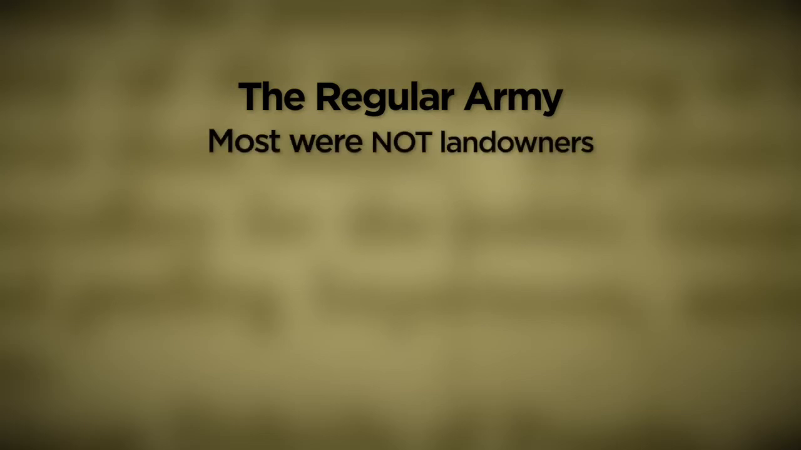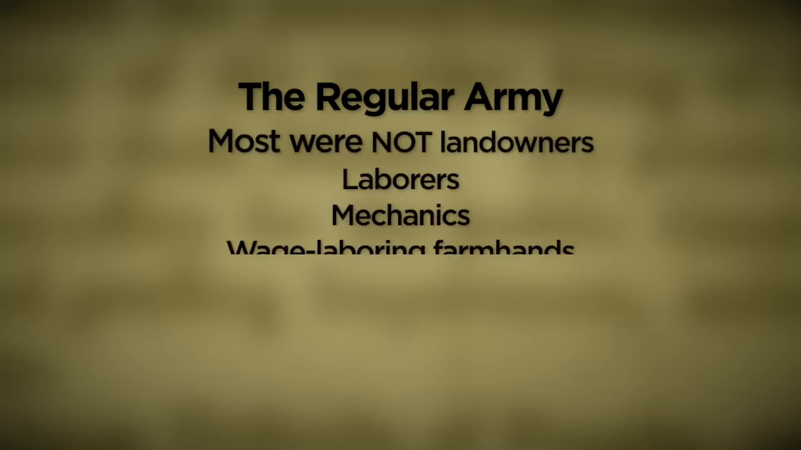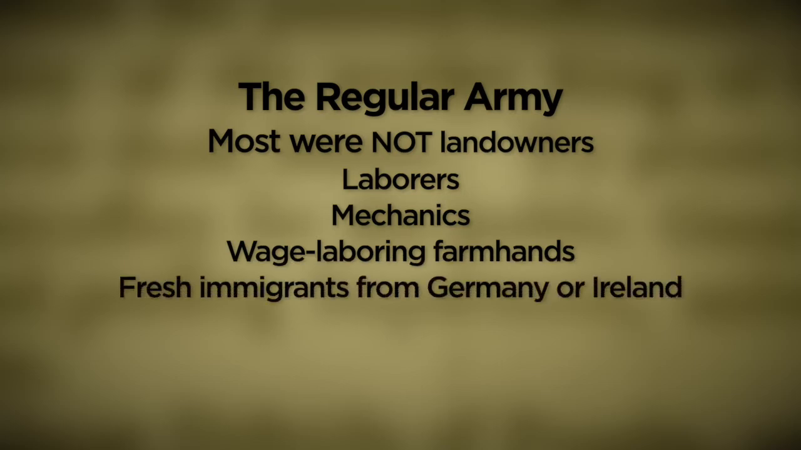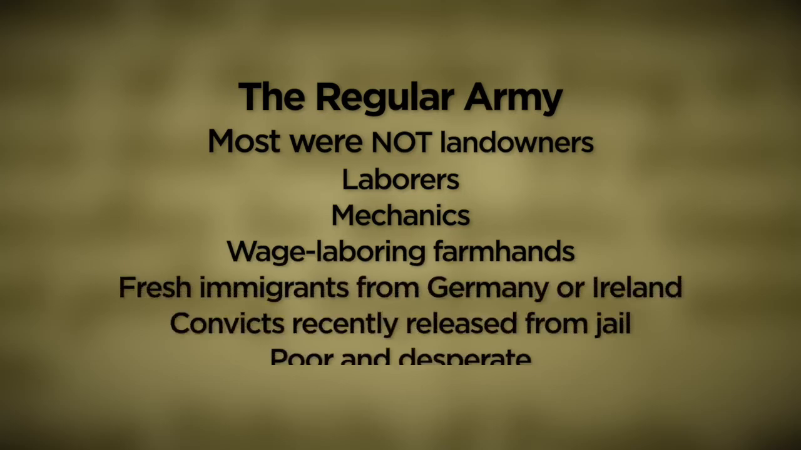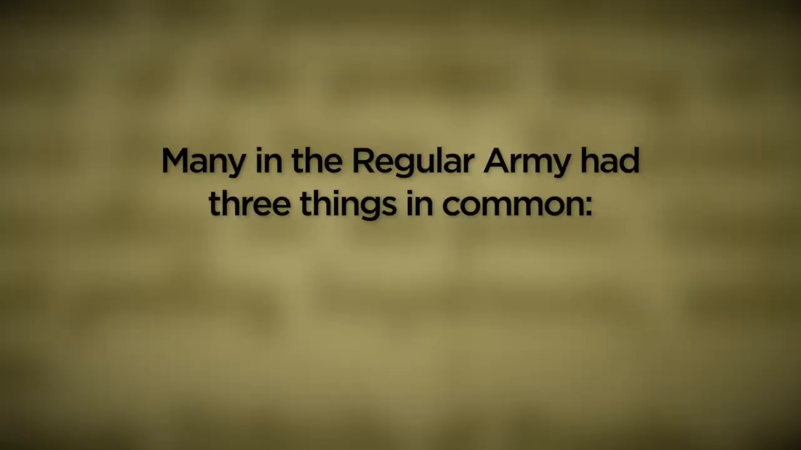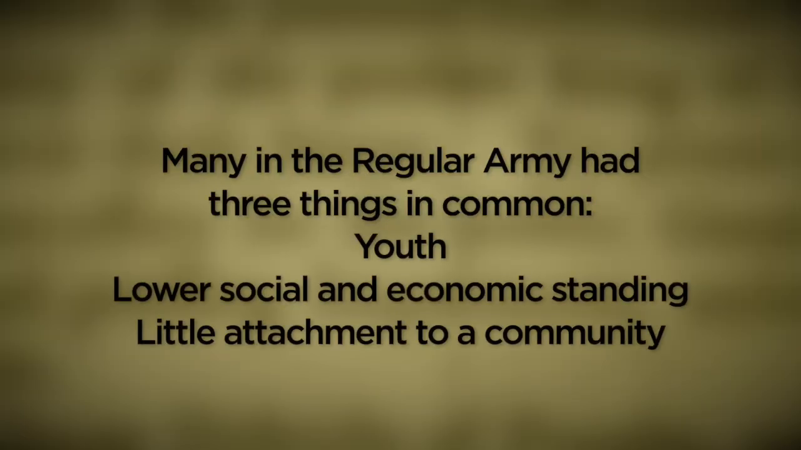The regular army of Washington then was really a hodgepodge of people. Most were not landowners, but instead laborers, mechanics, wage laboring farmhands, fresh immigrants from Germany or Ireland, convicts recently released from jail, or others who were poor and desperate. Many of them had three things in common: youth, a lower social and economic standing, and little attachment to any particular community.